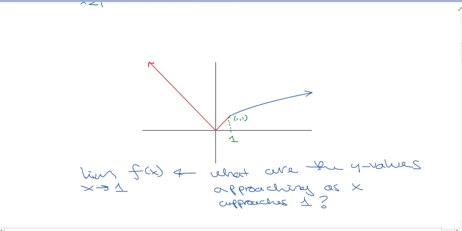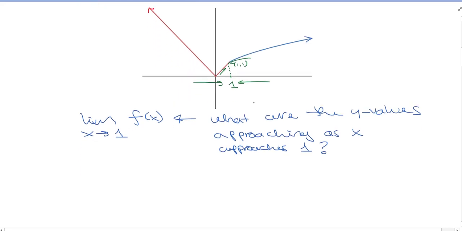So when you see a limit like this, limit notation, limit as x goes to 1 of f of x, this is asking you a question. What are the y values doing? What are the function values doing as the x values approach 1? So as our x values approach 1, what are the y values approaching? You can see that the y values are also approaching 1.